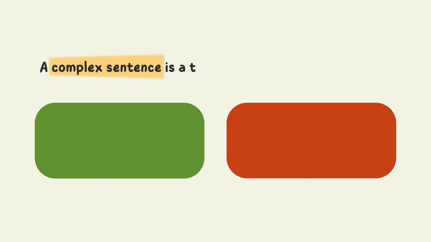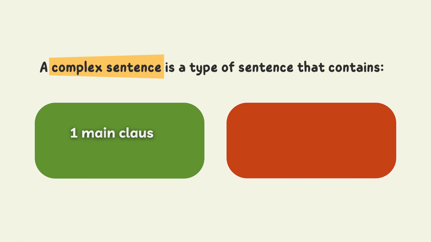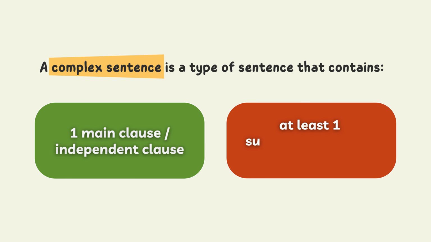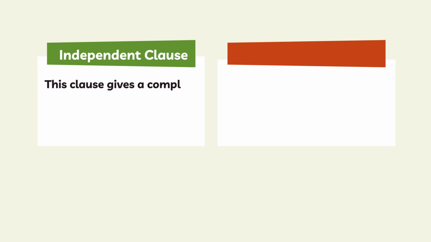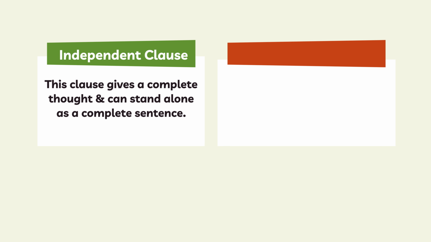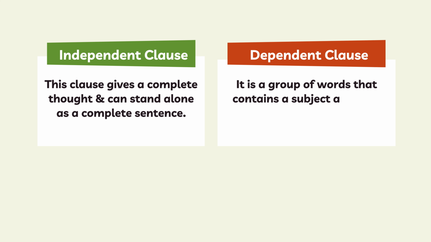A complex sentence is a type of sentence that contains one main clause, also known as an independent clause, and at least one subordinate clause, or dependent clause. An independent clause is a clause that gives a complete thought, while a dependent clause is a group of words that contains a subject and verb but does not express a complete thought.